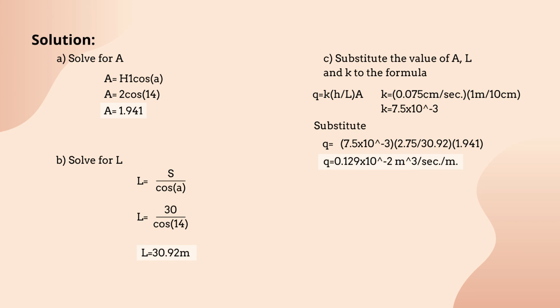So we will now substitute the values in Q, K times h over L times A, that is 7.5 times 10 to the power of negative 3 times 2.75 over 30.92 times 1.941, and now we have the value of Q, which is equal to 0.129 times 10 to the power of negative 2 in cubic meter per second per unit width meter.